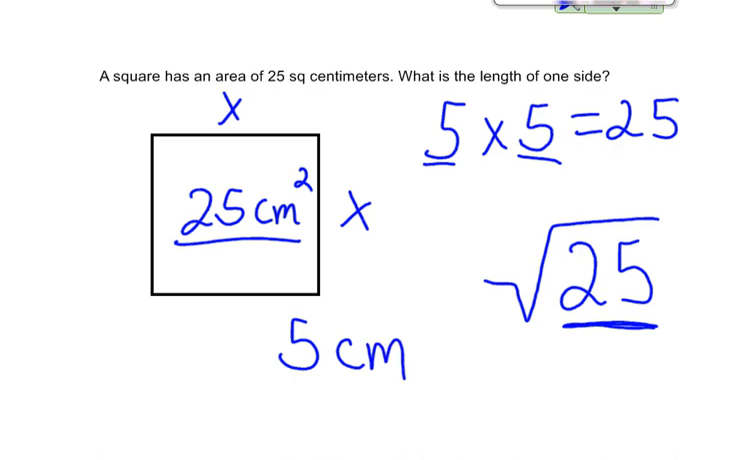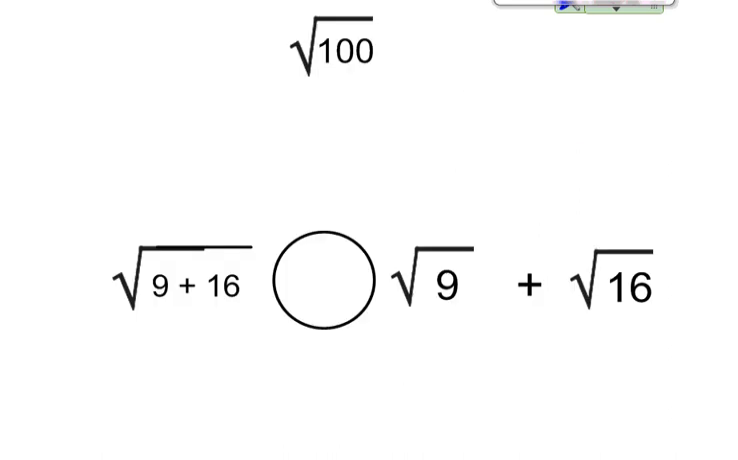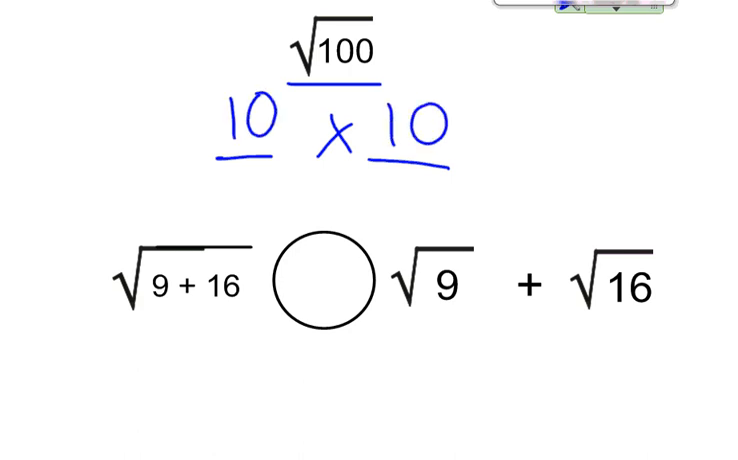Let's try another example. The number 100. What times what, that is the same number, equals 100. And of course, you would say, well, that is 10 times 10. 10 times 10 equals 100. So the square root of 100 equals 10.